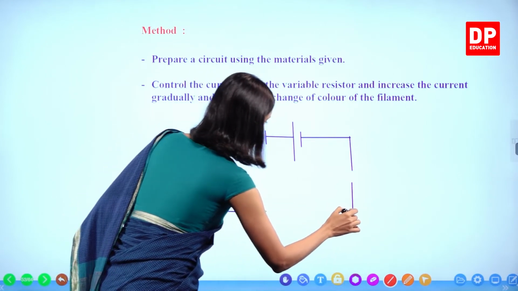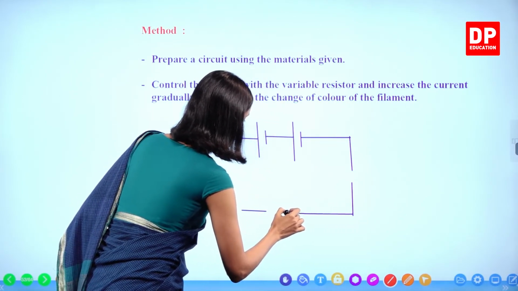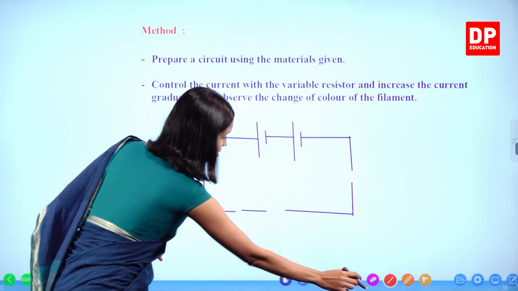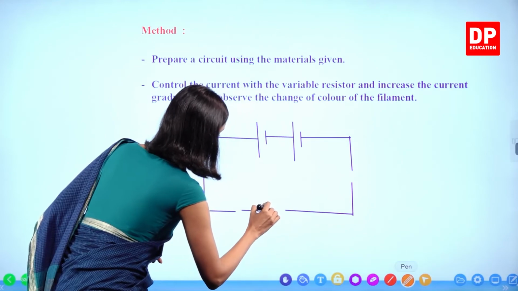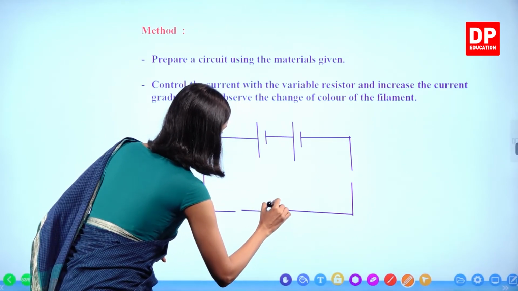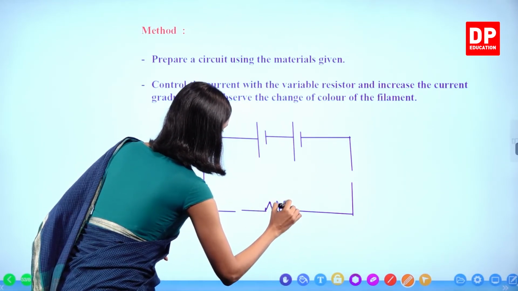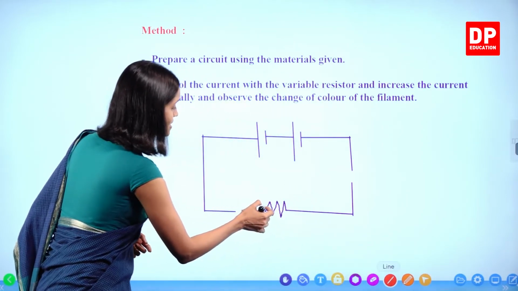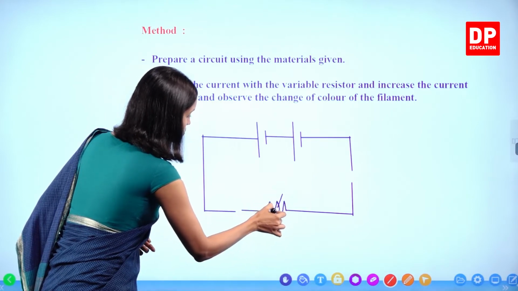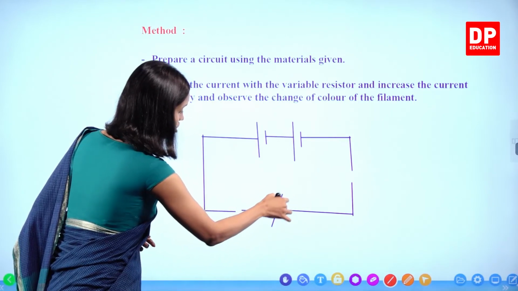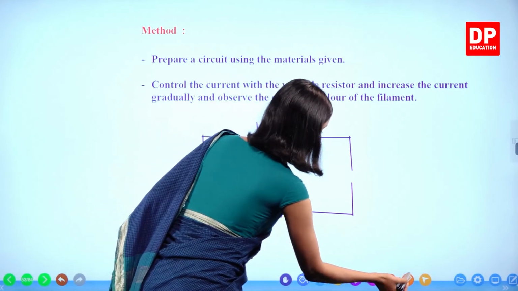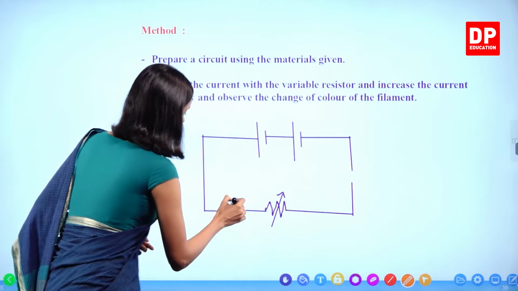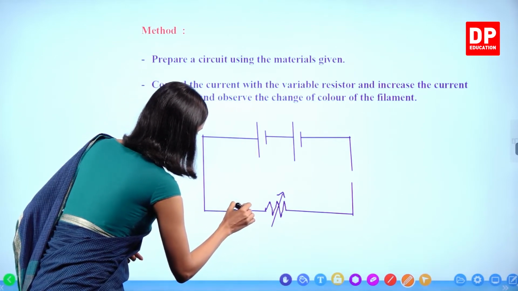And how to draw the circuit symbol of a variable resistor? How to draw the symbol of a variable resistor, children? Look carefully. You all know that we can draw the symbol of a resistor like this, right? Permanent resistor. How to draw a variable resistor? We are going to draw an arrow like this across this resistor symbol. Okay? Right. So we'll draw here the switch.